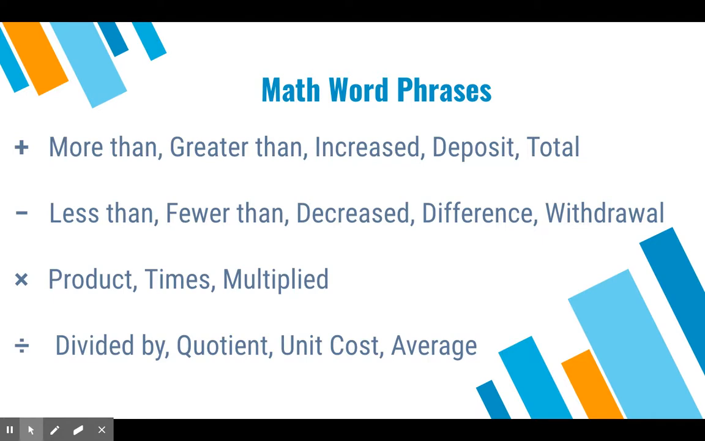When you hear words like less than, fewer than, decreased, the difference, or withdrawal, when you withdraw money from an account, that would be subtraction. When you hear words like the product, times, multiplied, that's all multiplication, or words like divided by, or the quotient, or the unit cost, which is the cost per one unit, or the average, that's all division.